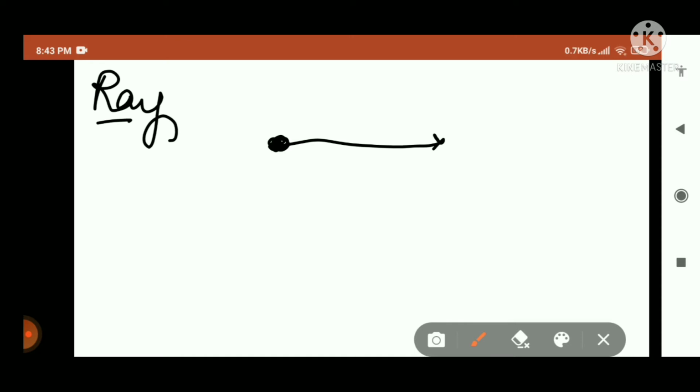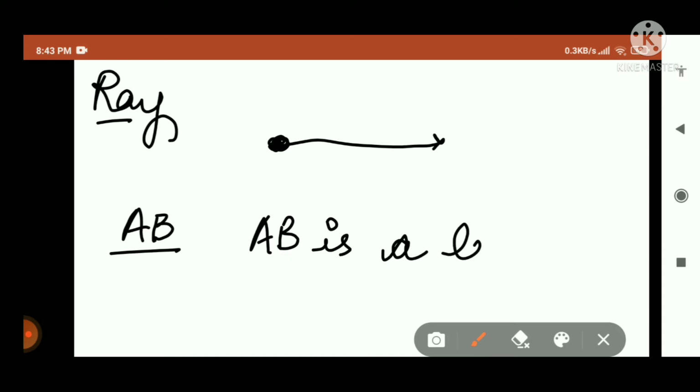And if we say denote AB as a line, then what will you write? Will you write AB like this? No, this is the wrong way. You will write it as A, B with a dash.